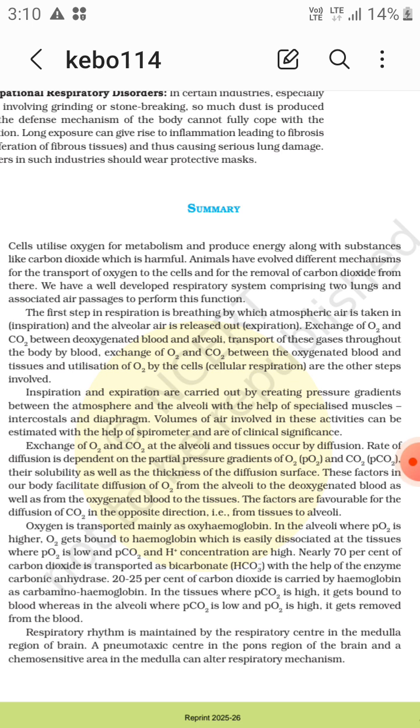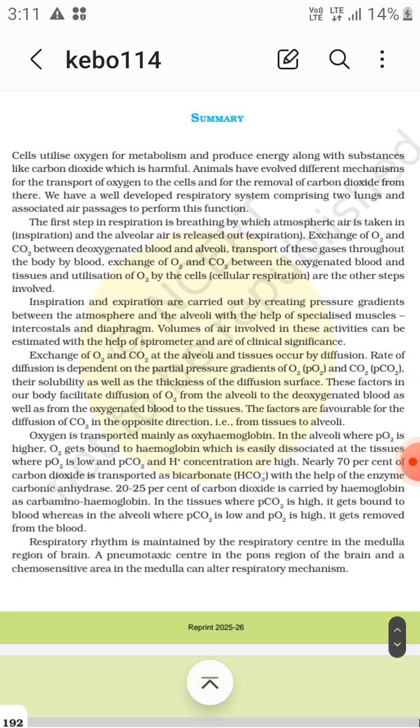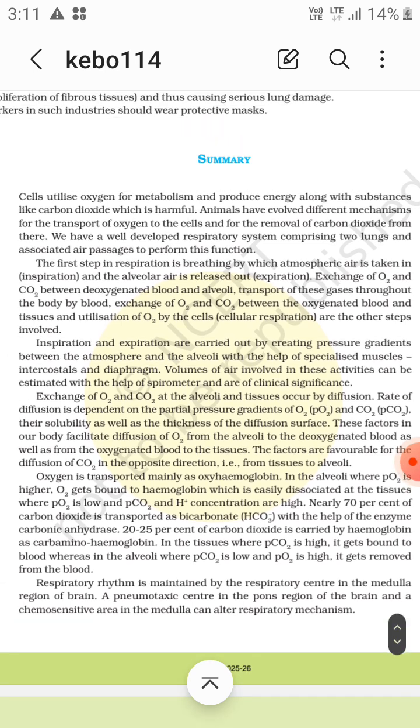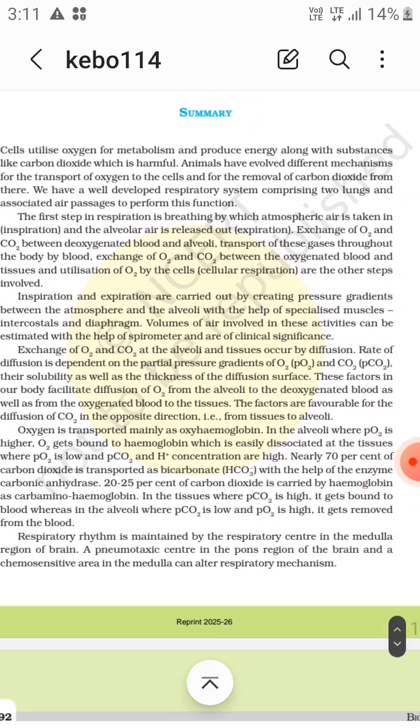Now, the exchange of O2 and CO2 between deoxygenated blood and alveoli. Then the transport of these gases throughout the body by blood. Now the exchange of O2 and CO2 between the oxygenated blood and tissues. And then the last step is utilization of oxygen by the cells, that is cellular respiration. So this is the process and steps of breathing.